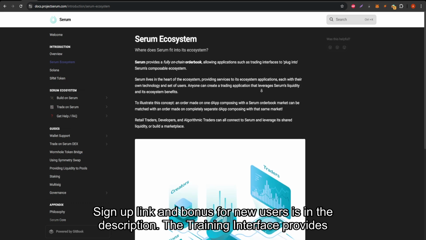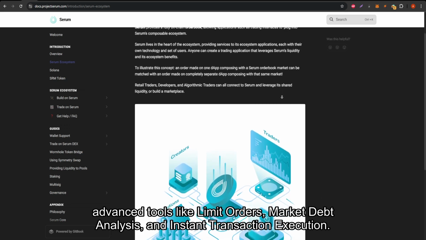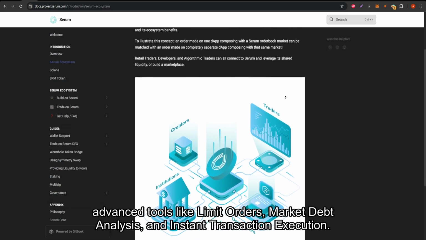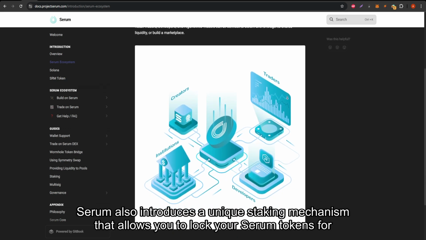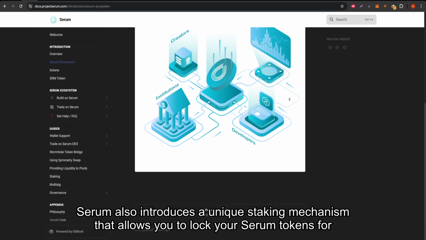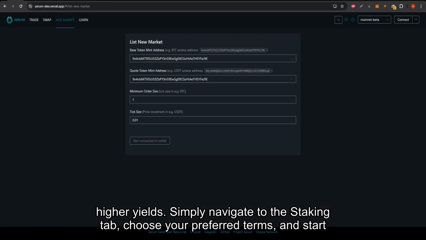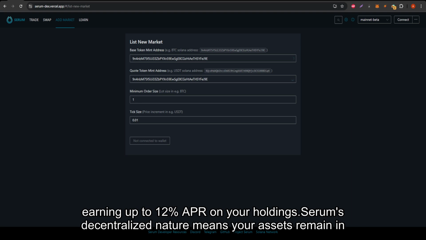The trading interface provides advanced tools like limit orders, market depth analysis, and instant transaction execution. Serum also introduces a unique staking mechanism that allows you to lock your Serum tokens for higher yields. Simply navigate to the staking tab, choose your preferred terms, and start earning up to 12% APR on your holdings.